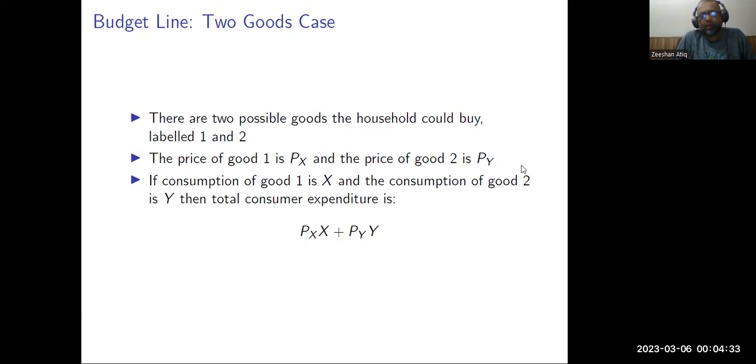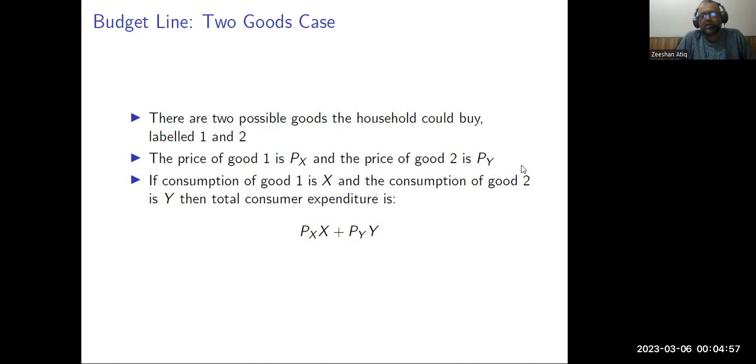The price of good one, for example the price of good X, is PX, and the price of good Y is PY. If consumption of good X is X and the consumption of good Y is Y, then the total consumption expenditures, for example, will be PX into X and PY into Y. Now, what does this PX into X and PY into Y show?